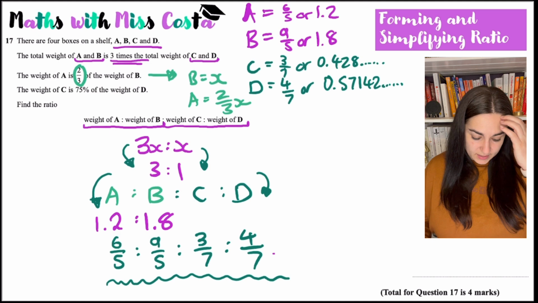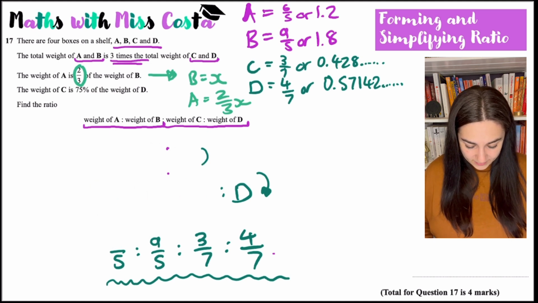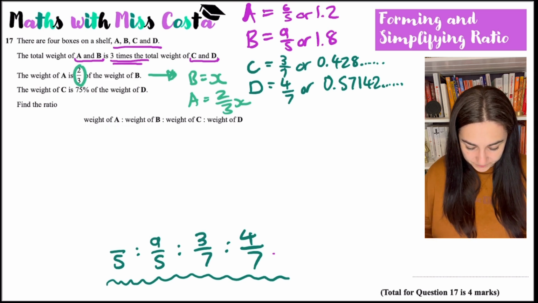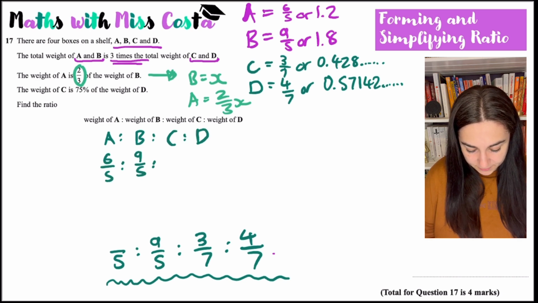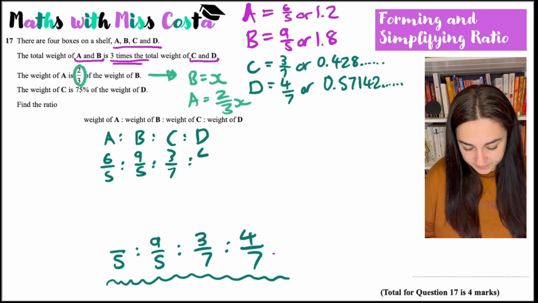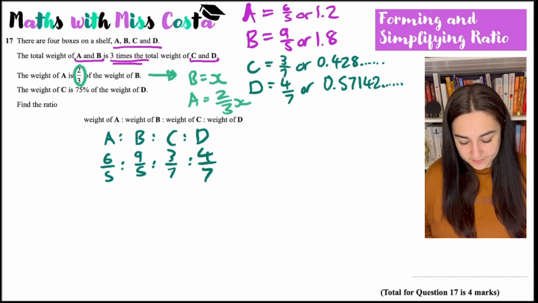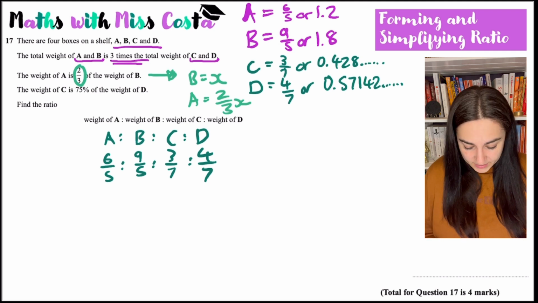However, it doesn't actually say to simplify it, but we're going to do that anyway. So let's just have a go at seeing what we'd need to do. So A to B to C to D is 6/5 to 9/5 to 3/7 to 4/7. Now, in order to simplify this, I want to turn them all into whole numbers. And what's the best way of turning them into whole numbers? Just multiply by the denominator. So let's start by multiplying the whole ratio by 7.